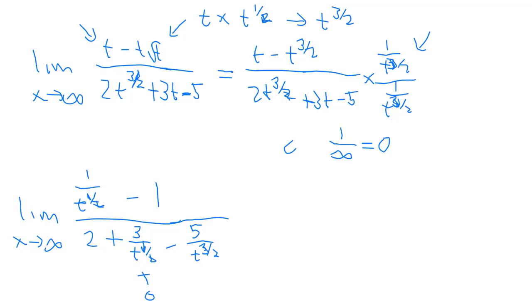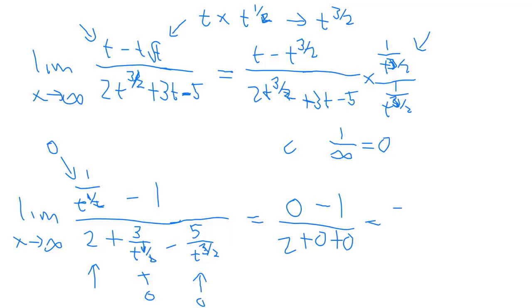And this will go to 0. This will go to 0. This stays the same because there's no t involved. This will go to 0. And so what you end up with is 0 minus 1 over 2 plus 0 plus 0. And that gives negative 1 over 2. So that should be our final answer.